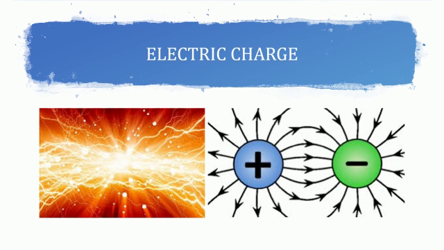If in an object, positive charge and negative charge are equal in number, then these charges cancel out each other or balance each other and the object becomes neutral. If these charges are not balanced, the object is said to be charged. For example, if in an object negative charges are more than positive charges, then you can say that the object is negatively charged.